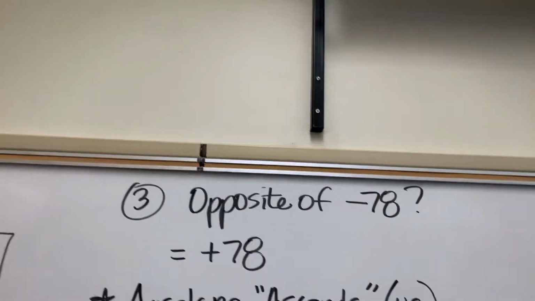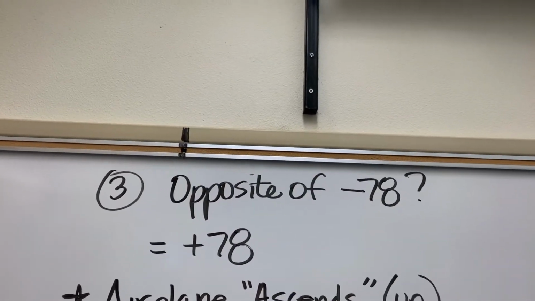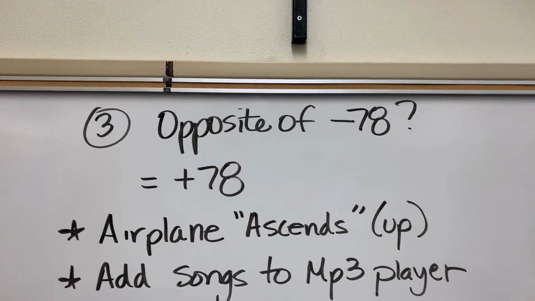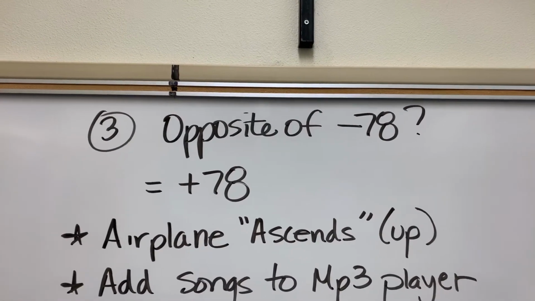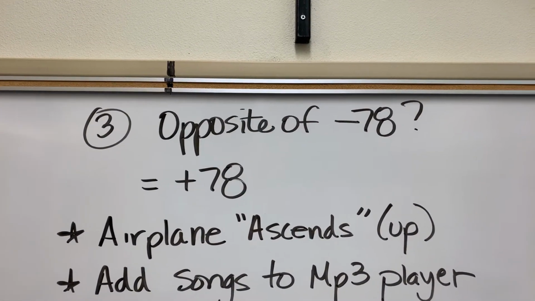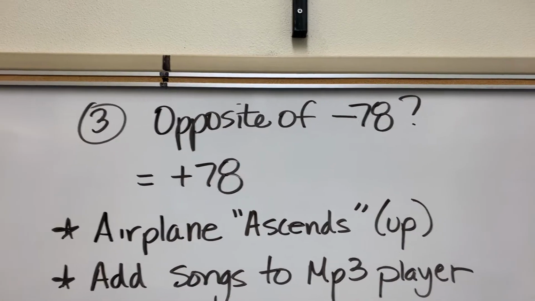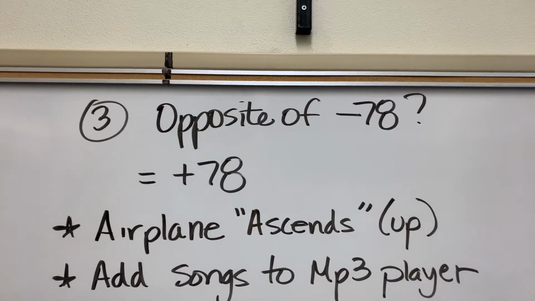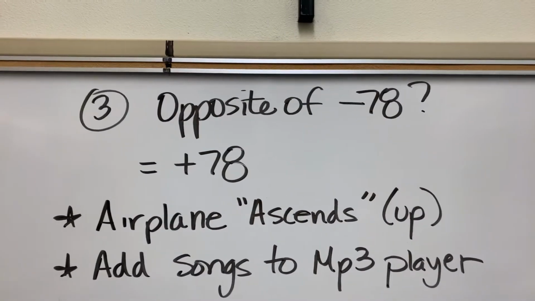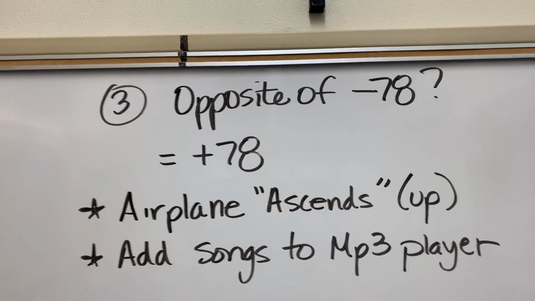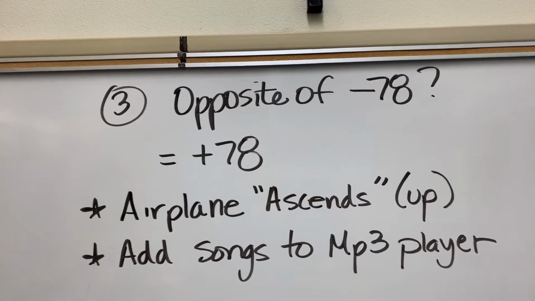Number 3, what is the opposite of -78? Well, it's +78. So what is +78 referring to? The airplane ascends. That means it goes up. And you know, on a number line, going up is positive. And then if you added songs to an MP3 player, I don't even know, is that still a thing, MP3 players? I don't know.